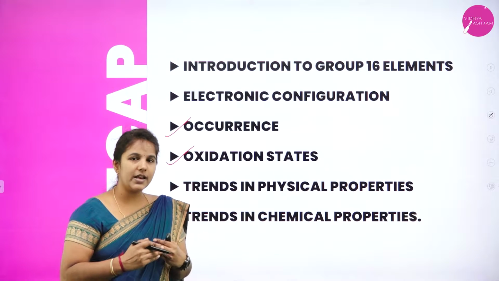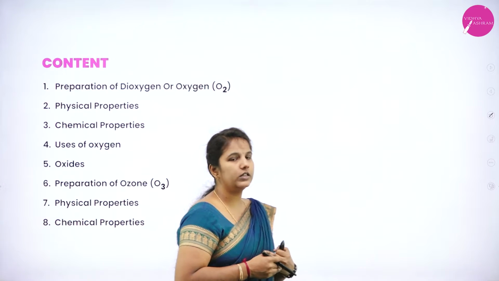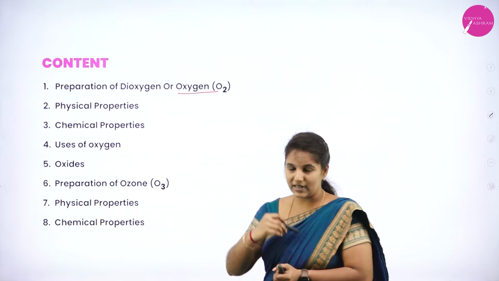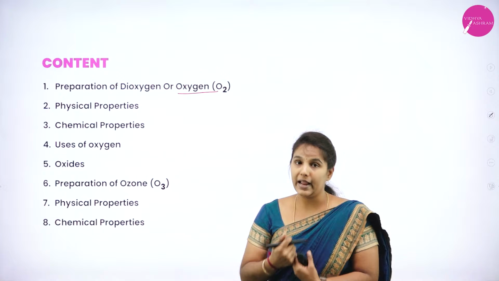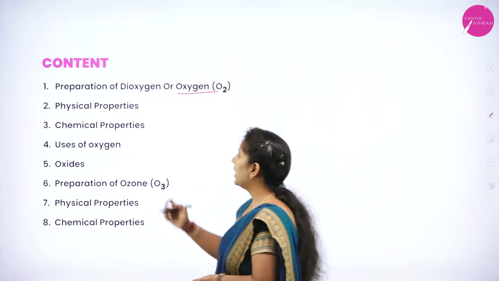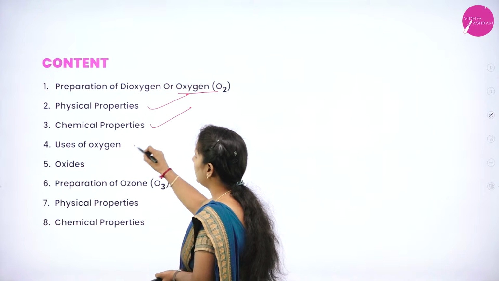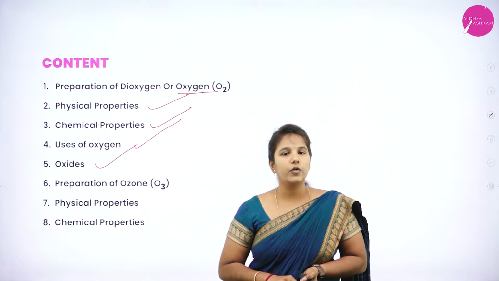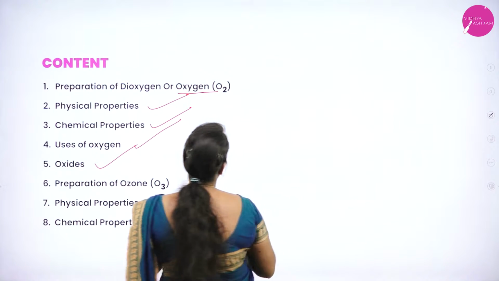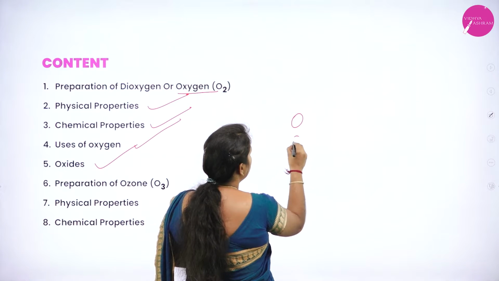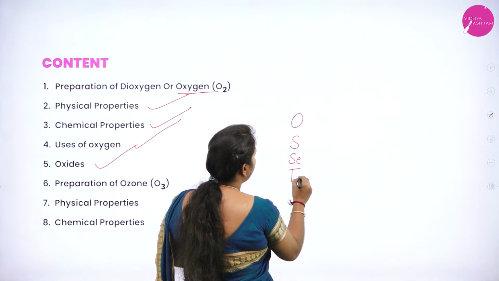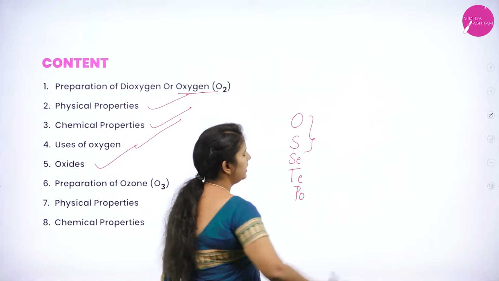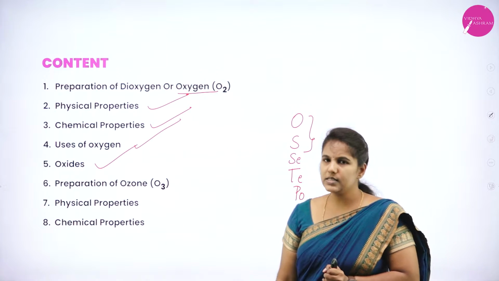Today, we'll understand some of the compounds of oxygen, that is, the preparation of dioxygen, which is the first element in group 16, and its physical property, chemical property, uses and the oxides formed by oxygen. Already I have told that in group 16 we have oxygen, sulfur, selenium, tellurium and polonium, right? So under this, only oxygen and sulfur you are going to study in this unit.